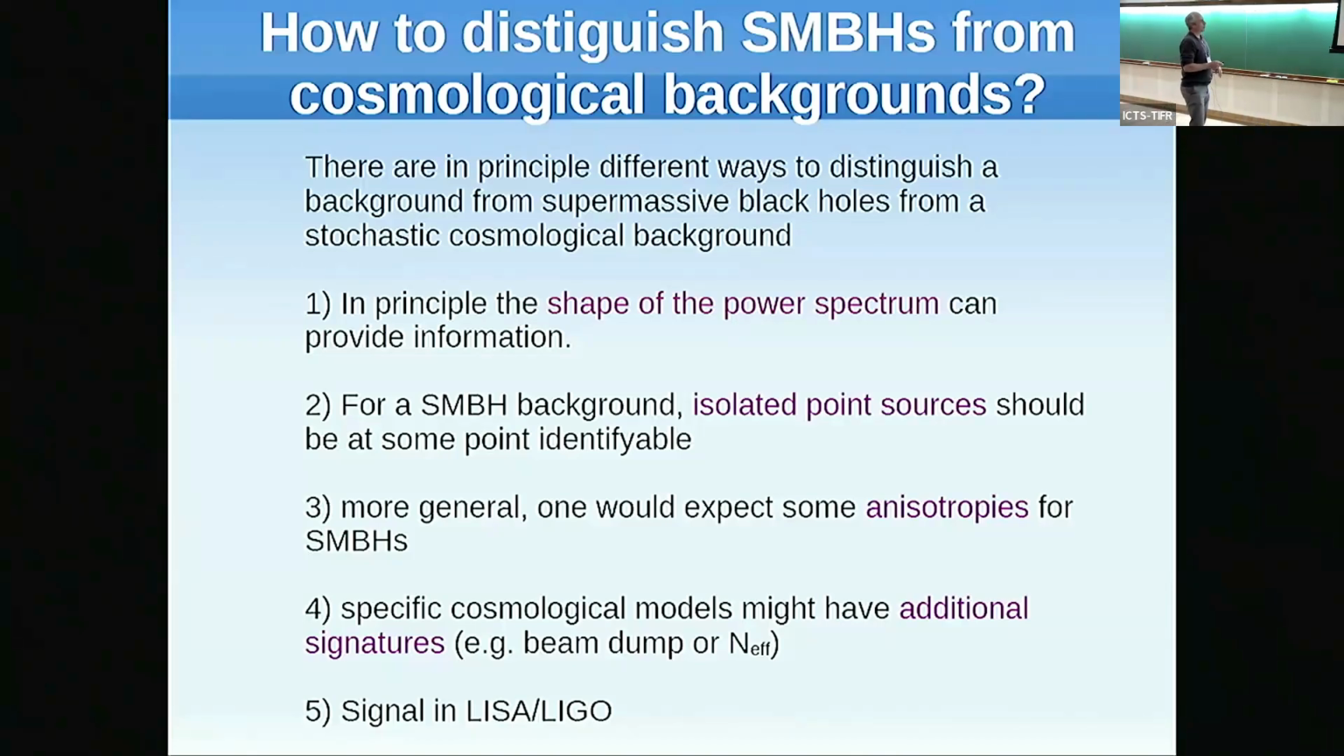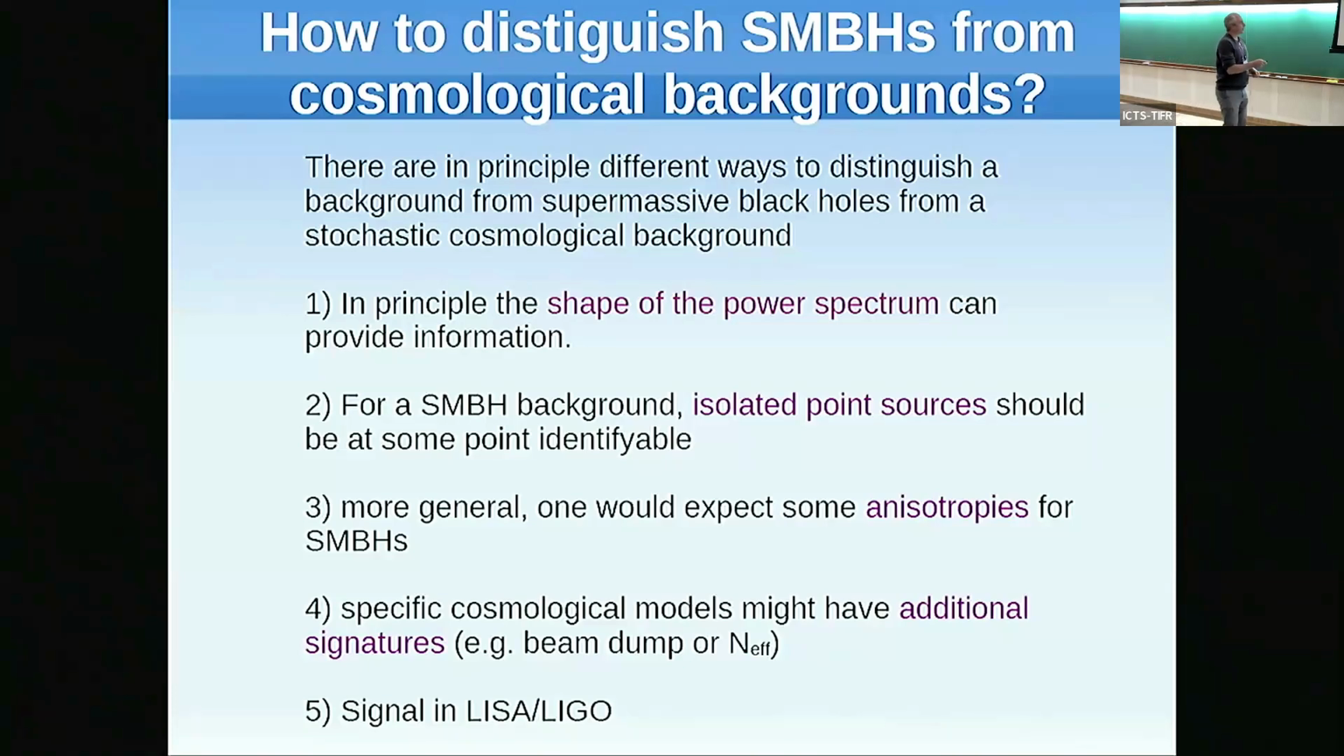The second method would be to look for isolated point sources. So if it's really astrophysical, it might be that there's one event which is really, really close by and completely dominates the signal. Right? If this happens, you should pick it up in the data. And NANOGrav does searches for these isolated point sources. These are called continuous wave searches, and they haven't found anything yet. But in principle, they could find something with the next data release, and this would indicate that it's probably astrophysical and for sure not a cosmological background.